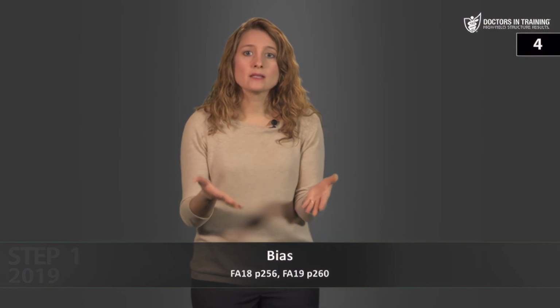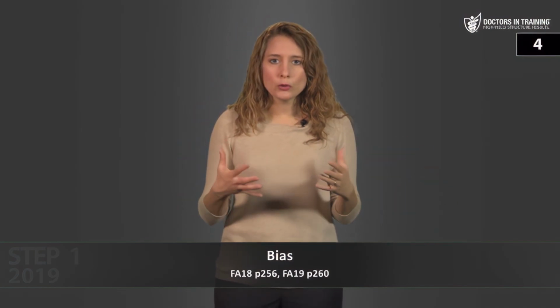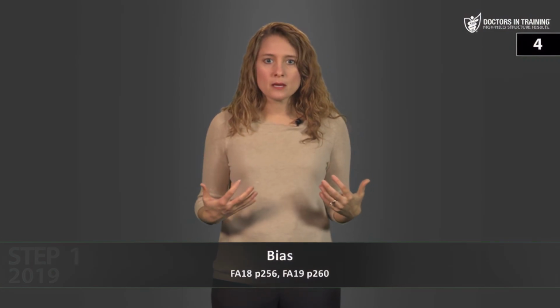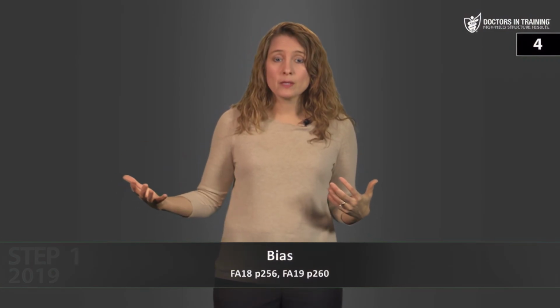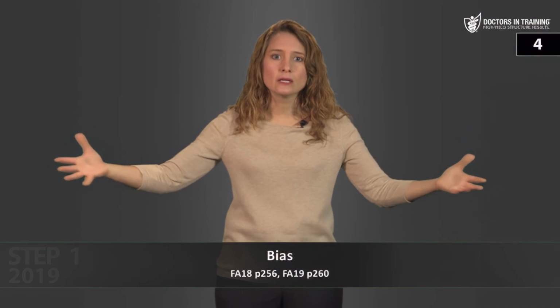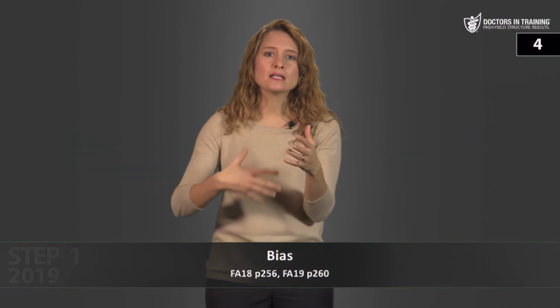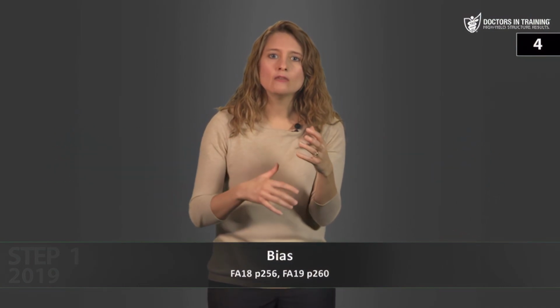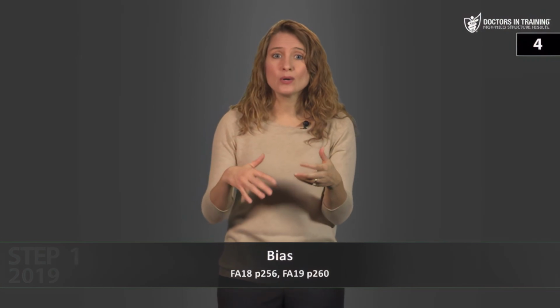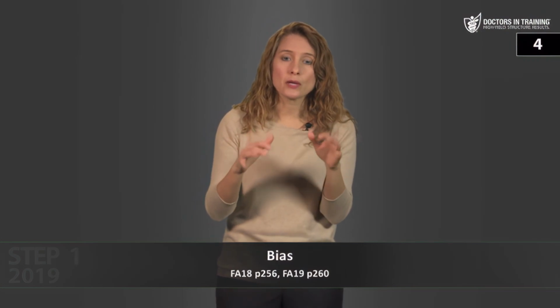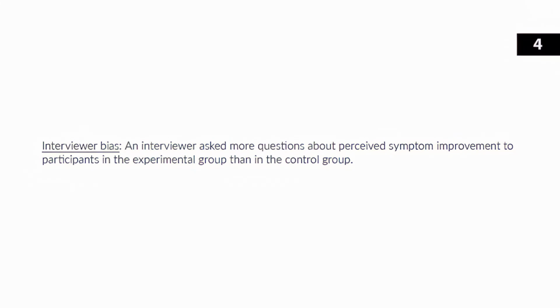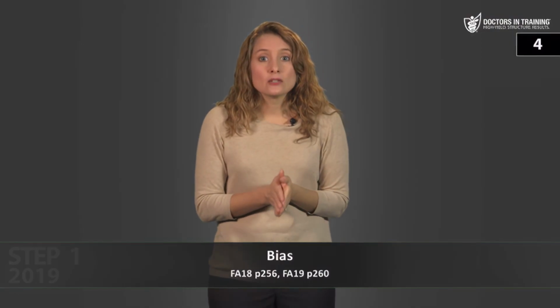Now, interviewer bias. This is similar to procedure bias. Interviewer bias occurs when the interviewer, who is obtaining information from the study population and the control population, treats those two groups differently, either in the questions that they're asked, the prompts that they give, or the way the information is recorded, or even in the way the answers are interpreted. Your study guide says an interviewer asks more questions about perceived symptom improvement to participants in the experimental group than in the control group.